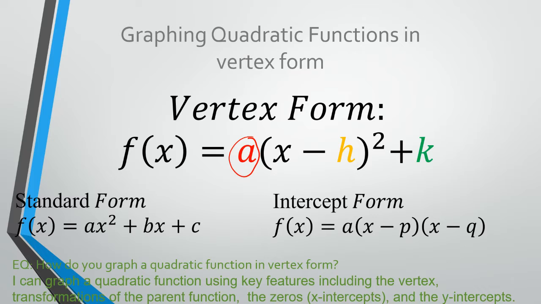Just here we're doing vertex form again, but today we're going to be focusing on this A part. So if the A is a positive, what does that do to the graph? If the A is a negative number, what does that do to the graph? Also, if we're given an actual number like 4 versus a 1/2, what is going to change about the graph?